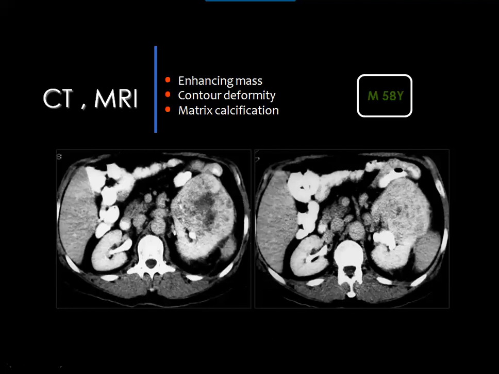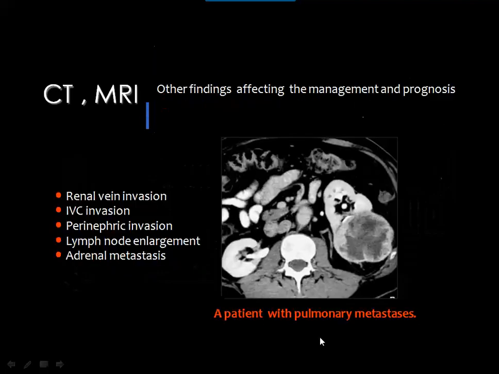But you know that the most common imaging finding for renal cell carcinoma is the detection of a solid renal mass in an adult. Then this mass is enhancing, and the enhancement is usually heterogeneous due to the presence of central areas of breakdown, and it may contain calcium, of course.